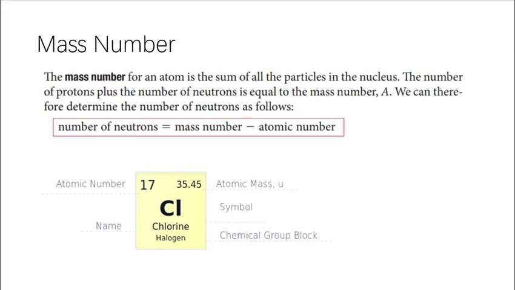If you're wondering why the atomic mass for chlorine is a decimal number, well, that actually involves the idea of isotopes, which we're going to discuss in our future lessons.